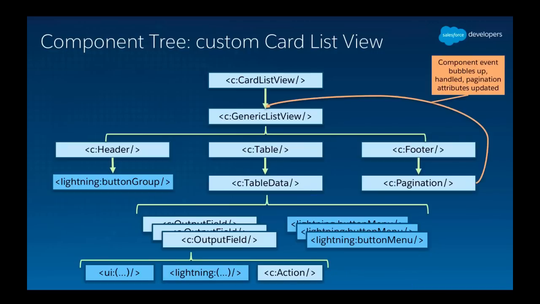Finally, we can also see how bubbling up an event from an example component such as the pagination component would actually work. So if I were to fire a pagination event from that particular component, it will bubble up, going up to the footer level and all the way up to generic list view, where it will be handled, and the data will then be refreshed by handling that particular event. And this is a component level event.